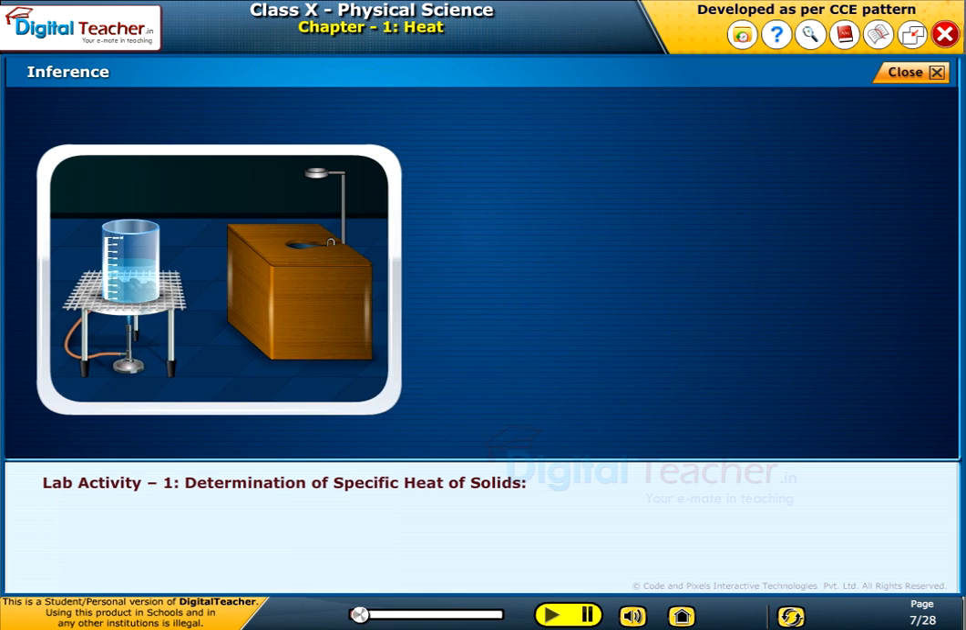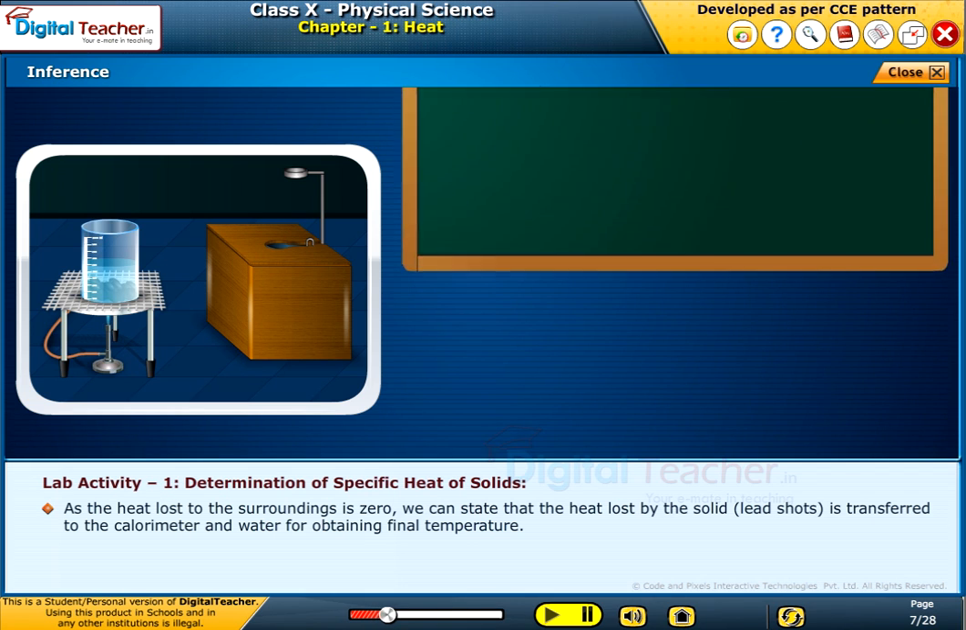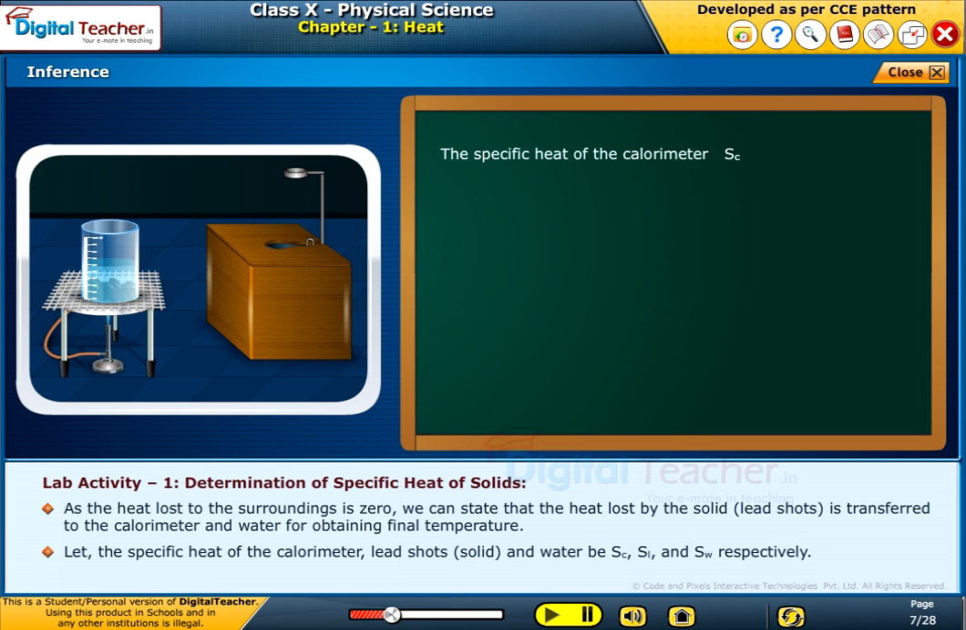Inference. As the heat lost to the surroundings is zero, we can state that the heat lost by the solid, lead shots, is transferred to the calorimeter and water for obtaining the final temperature. Let the specific heat of the calorimeter, lead shots (solid), and water be SC, SL, and SW respectively.